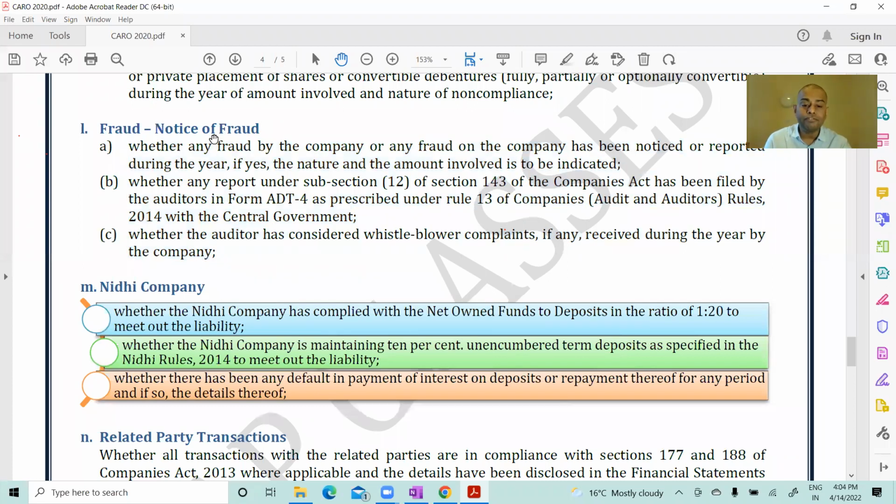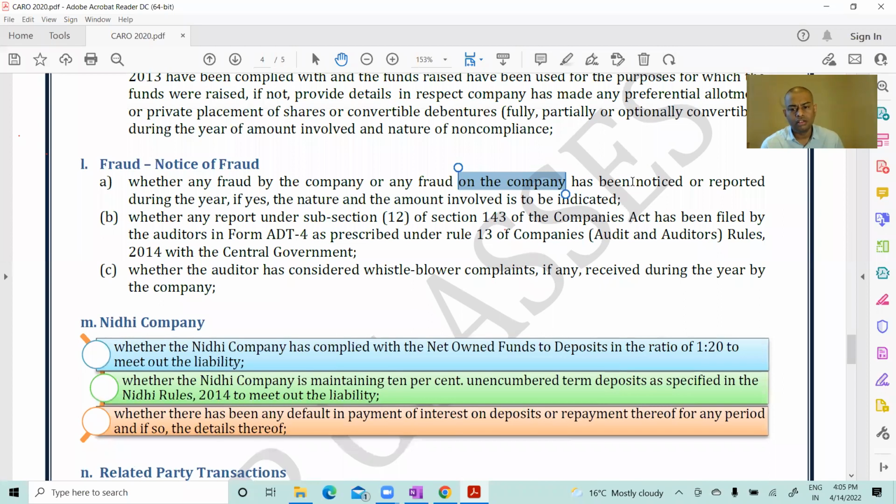Whether any fraud by the company, or any fraud on the company, that means the company did fraud or the company is the victim of fraud, has been reported or noticed. Wait, what? Students will ask. Students actually will not get this kind of doubt, because this kind of doubt will come only based on your quality of reading. Even if you read it 10 times, you will not get the doubt. What is the fraud that is already reported, dude?